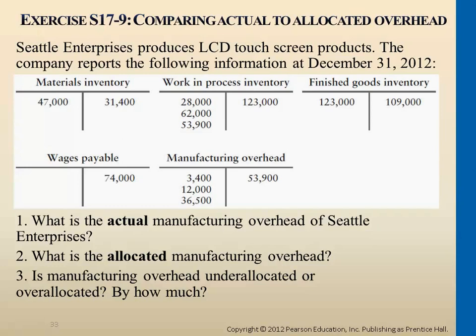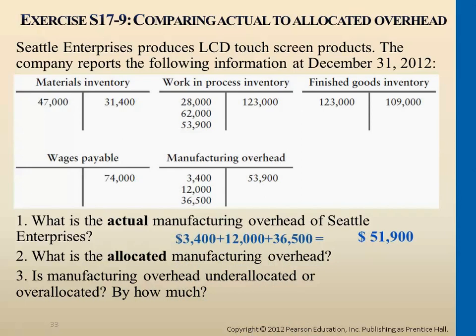Want to try? Okay, what's the actual cost? And you got it from adding up all the manufacturing debit side: 3,400, 12,000, 36,500, and you said 51,900, the actual cost, right?